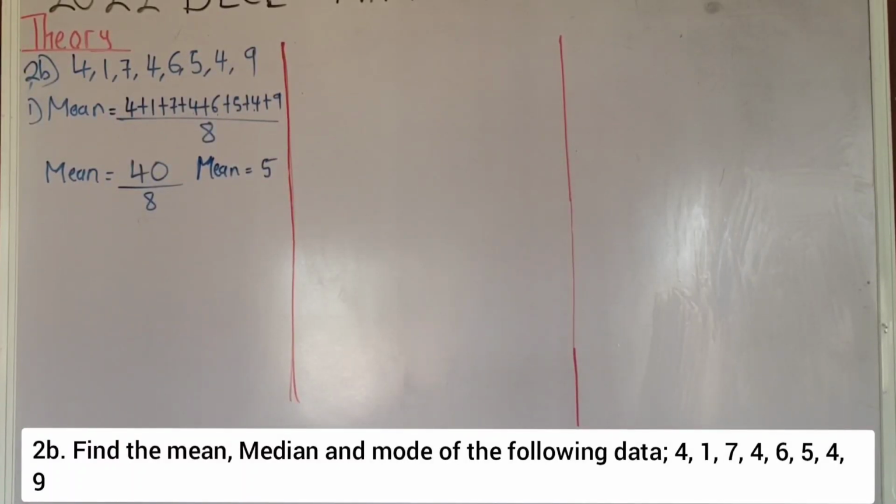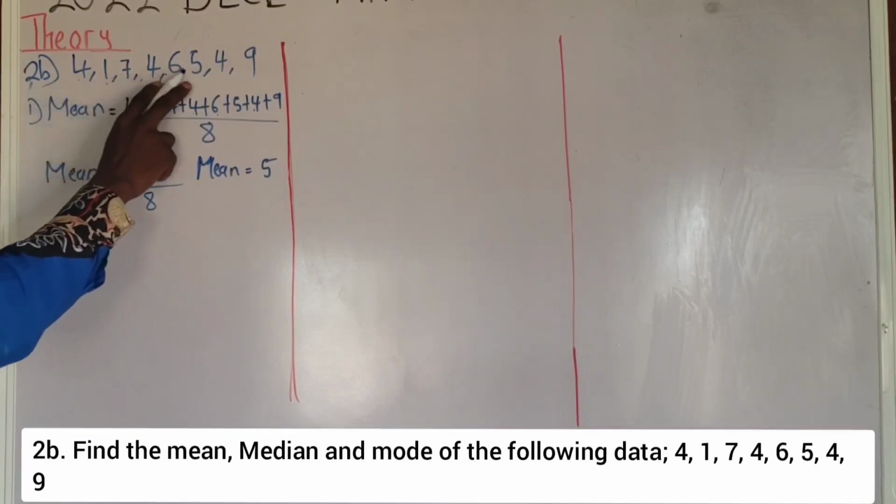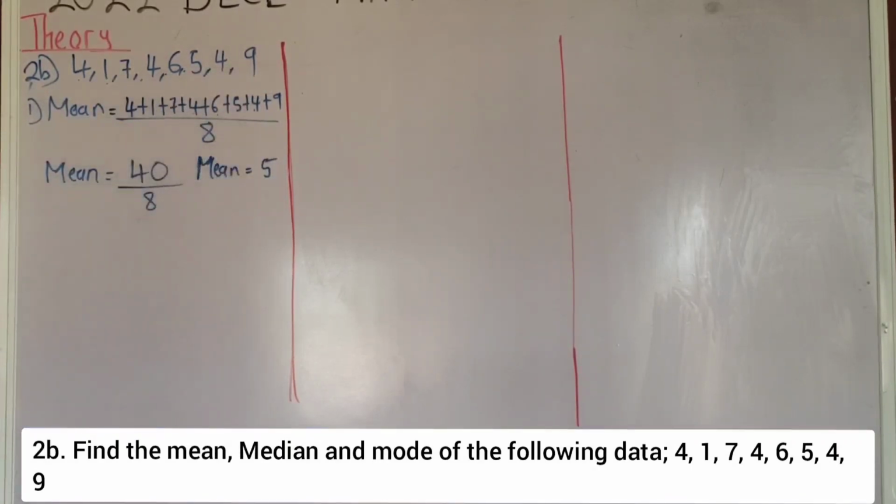When you're asked to find the mean, it simply means average. And to get the average, you have to sum all the values that you are given: 4, 1, 7, 4, 6, 5, 4, 9. So I add all of them together, then I count them: 1, 2, 3, 4, 5, 6, 7, 8. So I divide by 8. When I add this together, I got 40. 40 divided by 8 will give us 5. So the mean is 5.